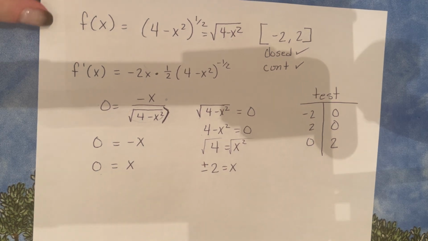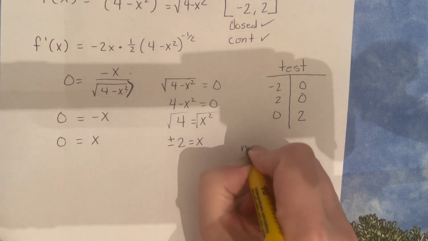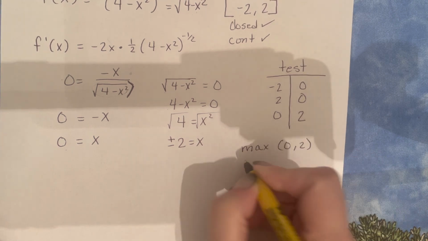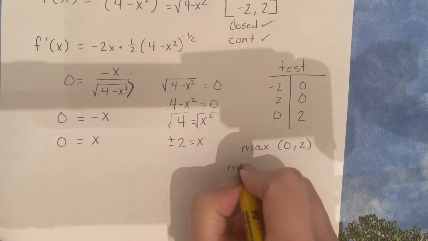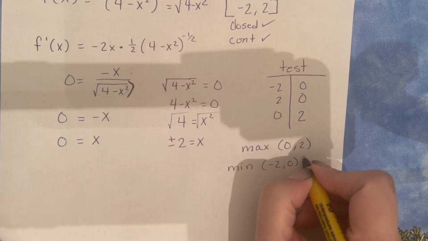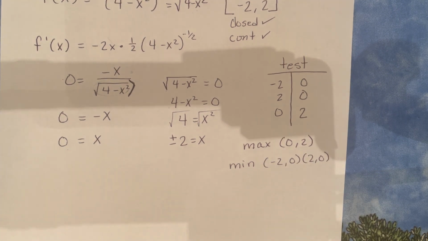All right, so extreme value theorem guaranteed that you would have at least one maximum and minimum. As you can see, we have a maximum at 0, 2, and we have 2 minimums, one at -2, 0, and the other one at 2, 0. So those are our maximums and minimums as per the extreme value theorem.